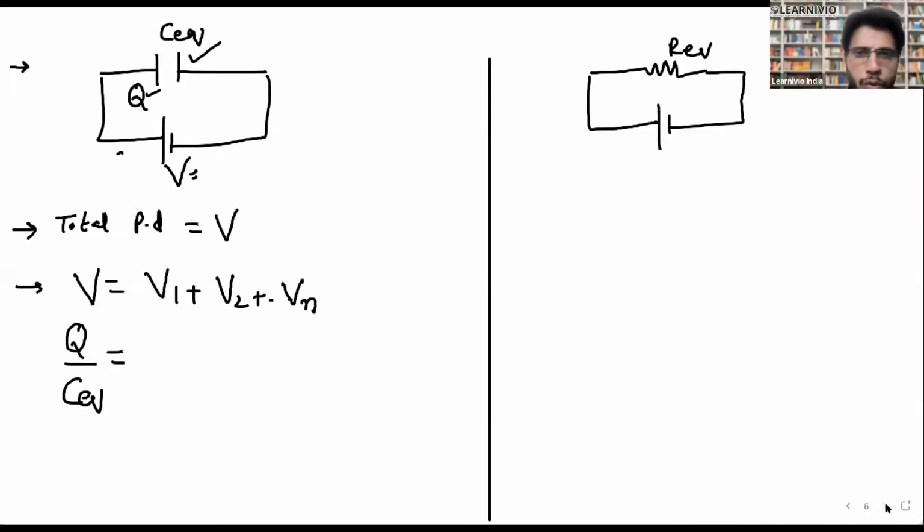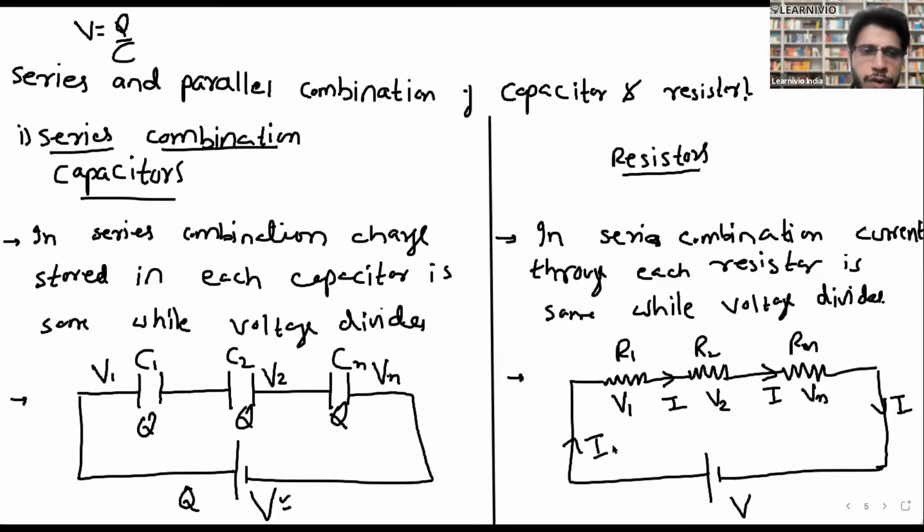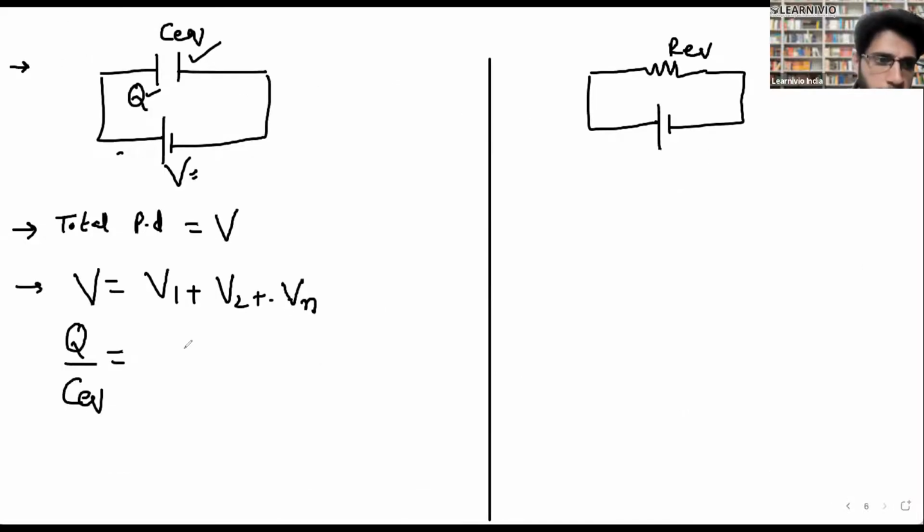Sania, how will you calculate V1 in terms of Q? Yes, voltage is charge divided by capacitance. So V1 is Q by C1.